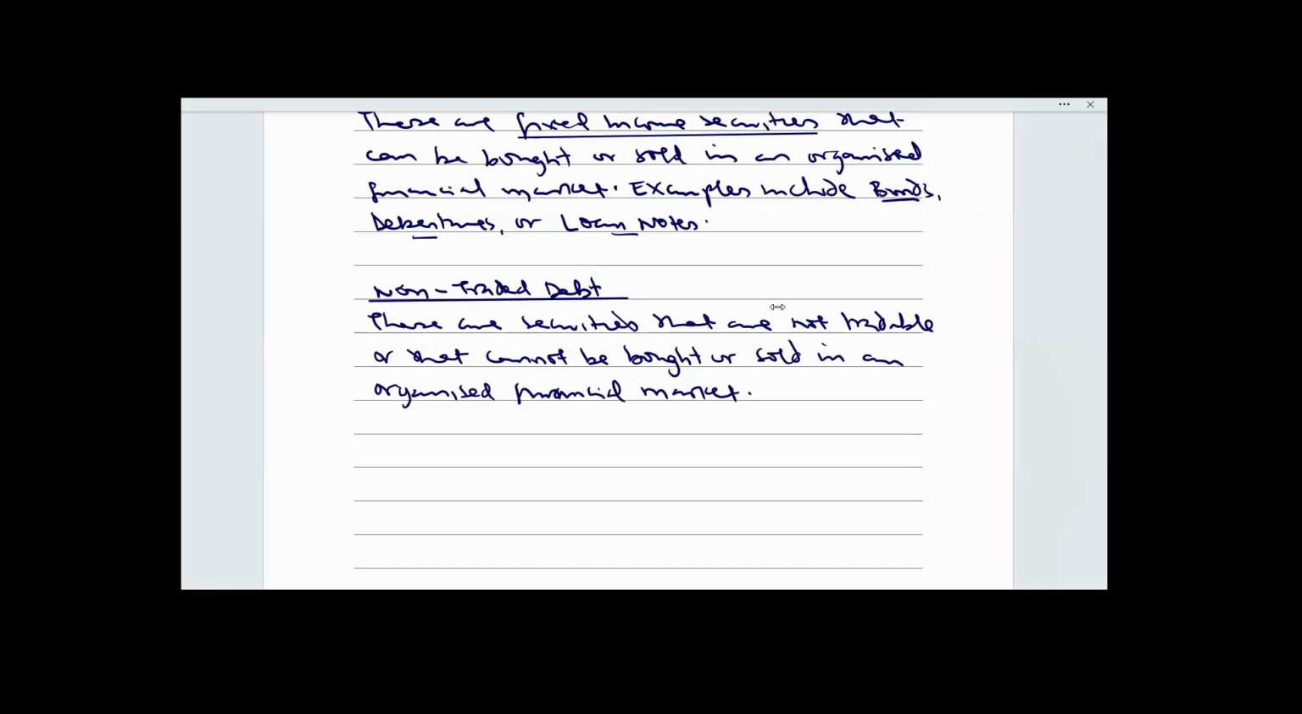You are wrong. That's not correct. How about certificate of deposits? Femi, you raised your hand. Private loan? No. Private loan is very close.